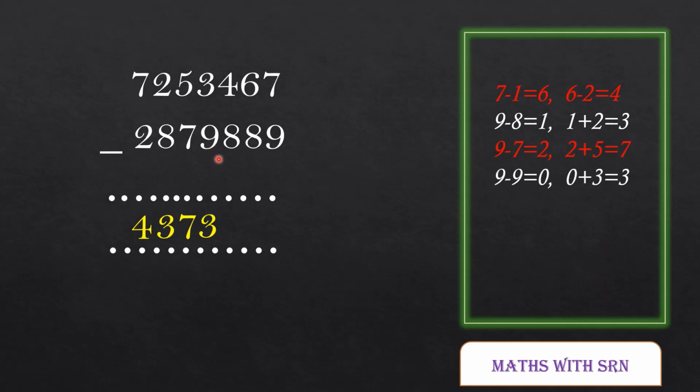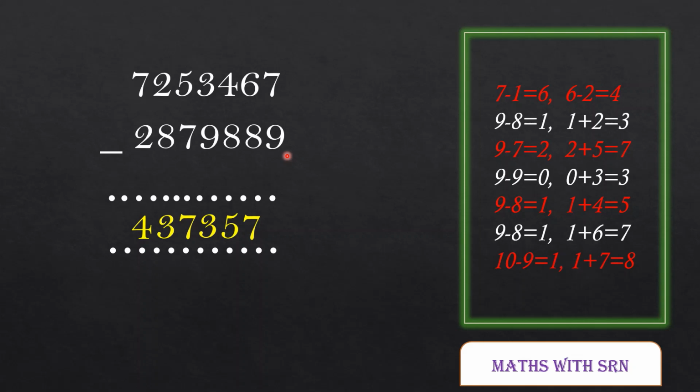Next, 9 Mitra is 1, 1 plus 8 is 9. 9 minus 8 is 1, 1 plus 4 is 5. 8 Mitra is 1, 1 plus 6 is 7. Next, friends, last from 10: 10 minus 9 is 1, 1 plus 7 is 8. Yes, these are very easy, friends.